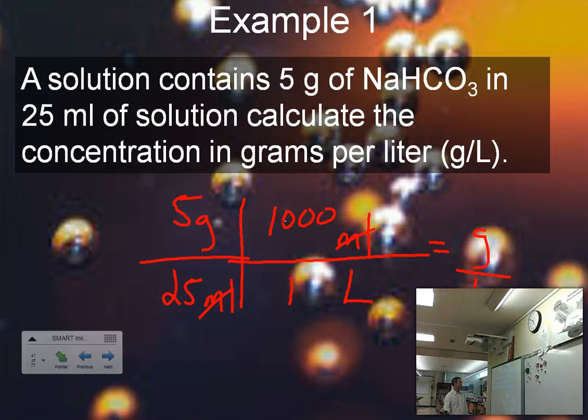So then I can just multiply the 5 times 1,000 on my calculator divided by 25. I'm going to cancel 5 out of here. So really I get 1,000 divided by 5, which would be 200 grams per liter.